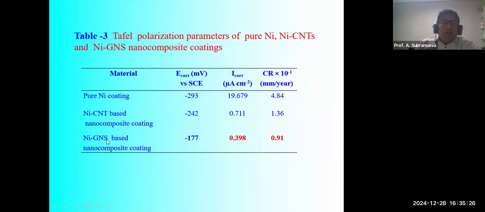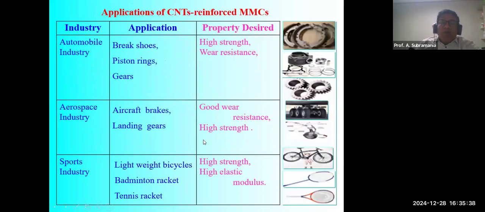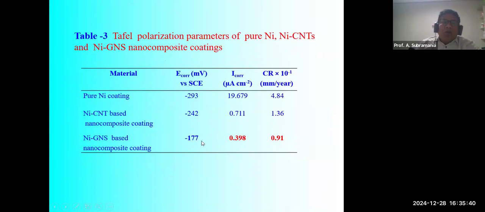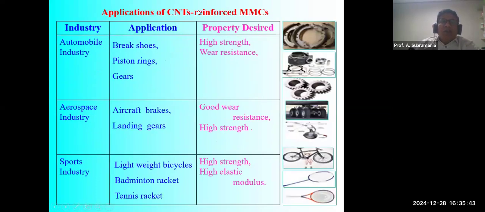Then this nanocomposite material has very low corrosion current than the pure nickel. It indicates that the composite material has very good corrosion resistant property. Then some of the applications of CNT reinforced nickel nanocomposite coatings are given here. See, in the automobile industry, brake shoes, piston rings, gears, all these things we can make by using these composite materials.